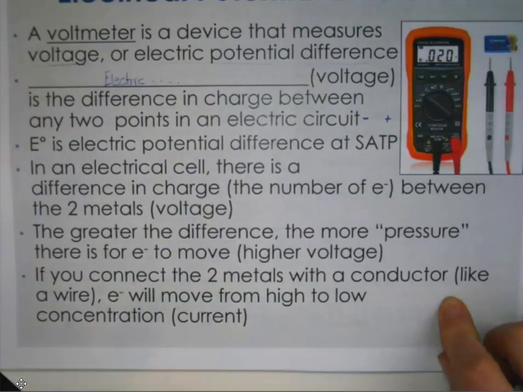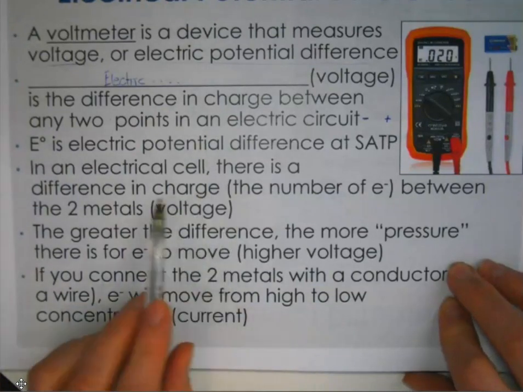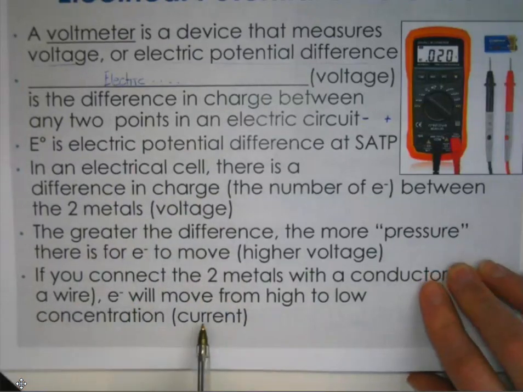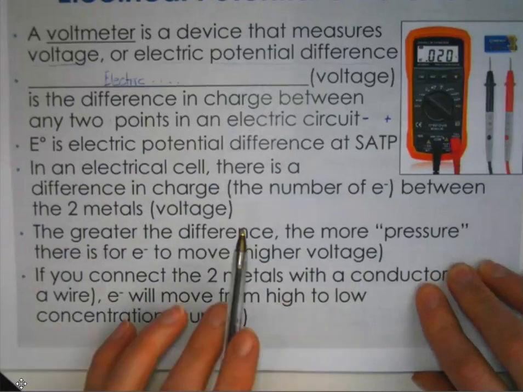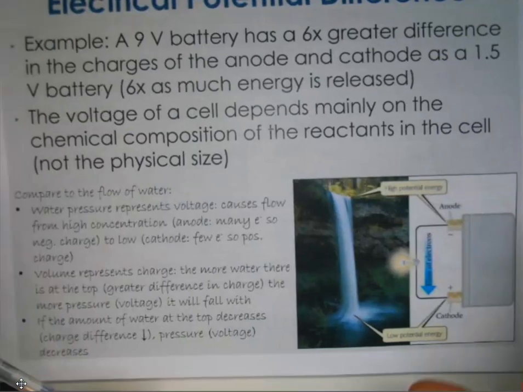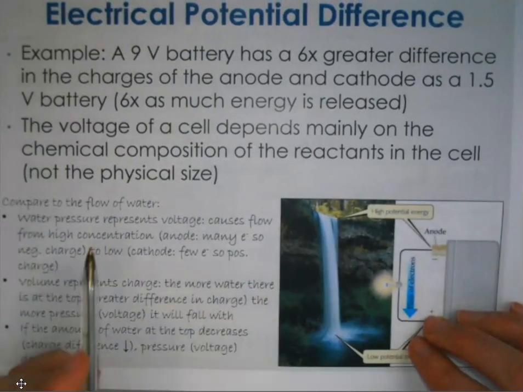Okay, so it's really important that you have these two pieces of terminology separate. Voltage is looking at the difference between the charges, whereas current is the actual movement of electrons because of the difference in the charges. So you can think of it using this analogy of water flow.